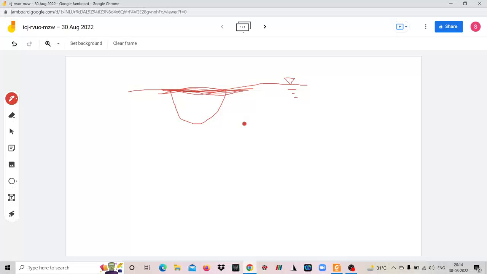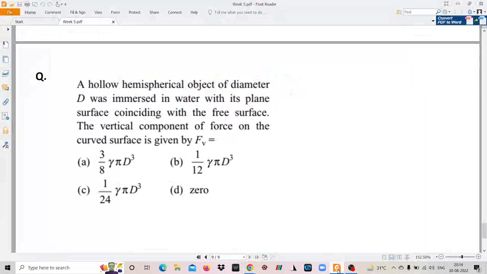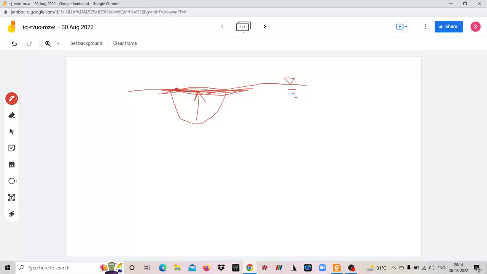Yes, sir. So the vertical component is basically the force that is acting on the horizontal projection. The force acting on the horizontal projection is basically equal to the weight of the fluid that is contained by this hemisphere, right?